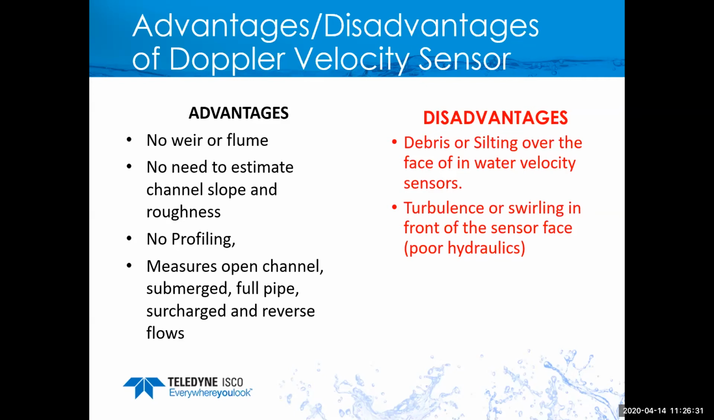But there are some disadvantages. As far as debris or silting over the face of the sensor, with a pressure transducer it can read the water depth. However, it could have problems reading velocity if it has silt or debris over the sensor. Swirling in front of the sensor is going to create poor hydraulics, which could end up reading both positive and negative velocity at the same time because of the swirling.